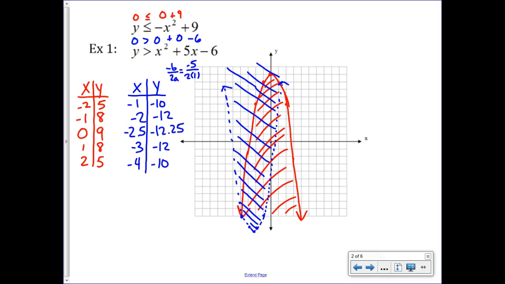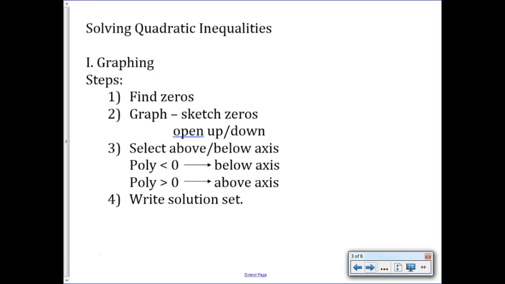But remember that in Algebra 1, our final answer wasn't just this. It was where the shading overlaps. So this green is actually the final answer here. So there's where our answer lies. Okay, so that was graphing quadratic inequalities.